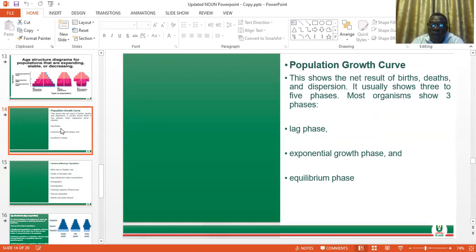It shows 3 to 5 phases. Most of them show 3 phases of their growth pattern. We have the lag phase, the exponential growth phase, and the equilibrium. Equilibrium, as we know, is a stage where the population can sustain itself with the existing resources that we have.